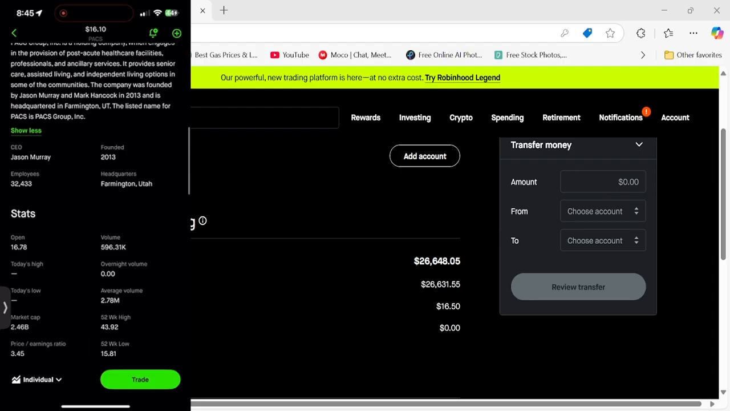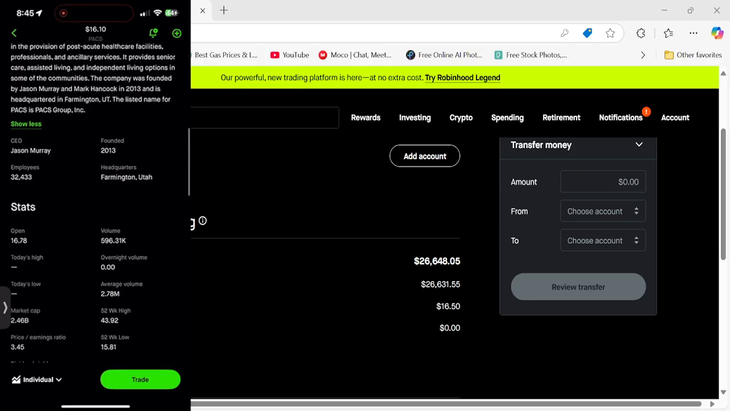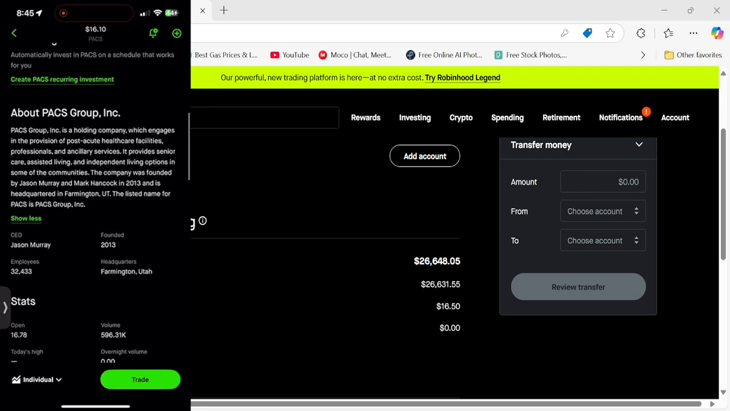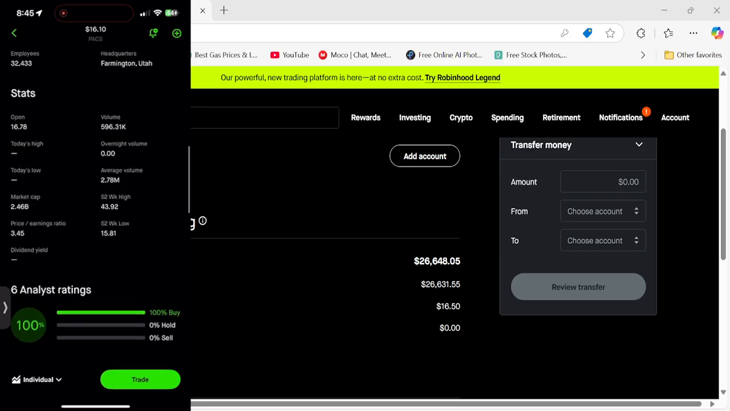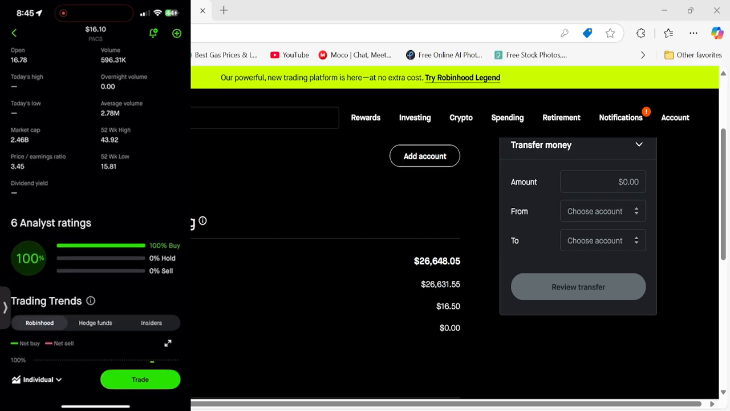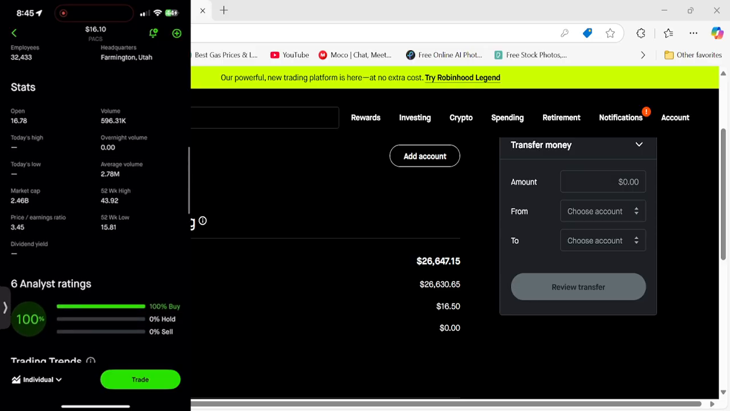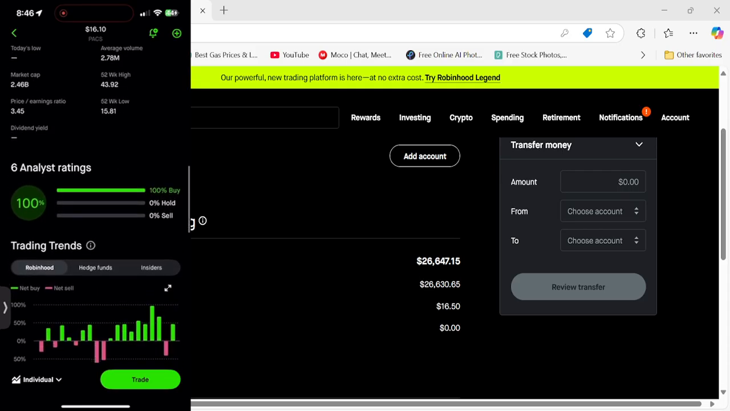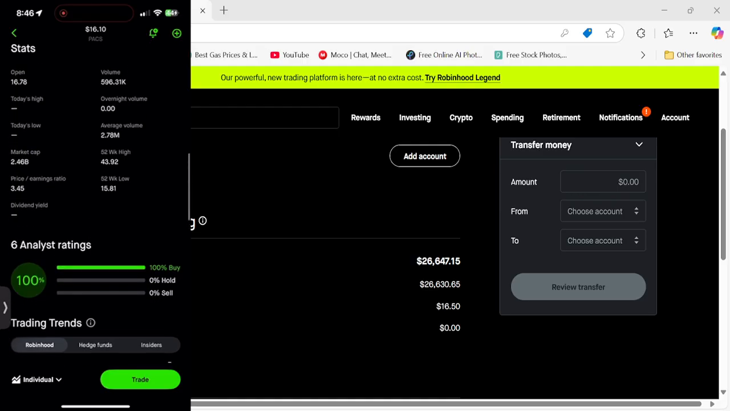Now, underneath when they started and what they do, the about list right there, you can look at the stats, and we can see how much the stock opened at before it started falling. The day it fell, it opened at $16.78, and it fell down. And recently, like the last day, I believe, was the low right here, $15.81. The high on it is $43.92. That means every share that you buy has the possibility of returning you back $43.92.